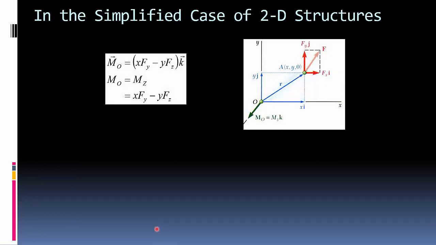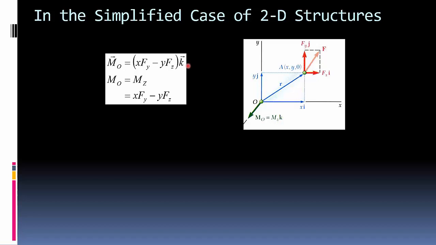Okay, now let's talk about a simplified case, the 2D structures. For a 2D structure, what do you have? Moment is always r cross f. That's the deal. But if the stuff exists only in, say, the xy plane, the cross product is always perpendicular, so the moment is going to be along the z-axis. This is absolutely true. The moment vector is in the k direction, in the direction of the z-axis.